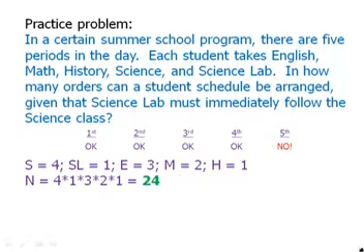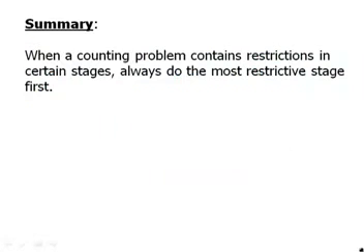Counting problems with restrictions, now we're starting to see problems that actually might appear on the test itself. So these 2 practice problems, conceivably, something very much like this could appear on the actual test. In summary, when a counting problem contains restrictions in certain stages, always do the most restrictive stage first.